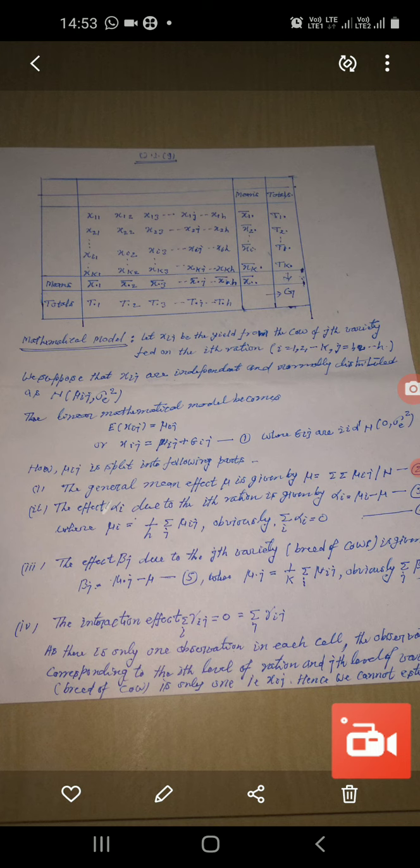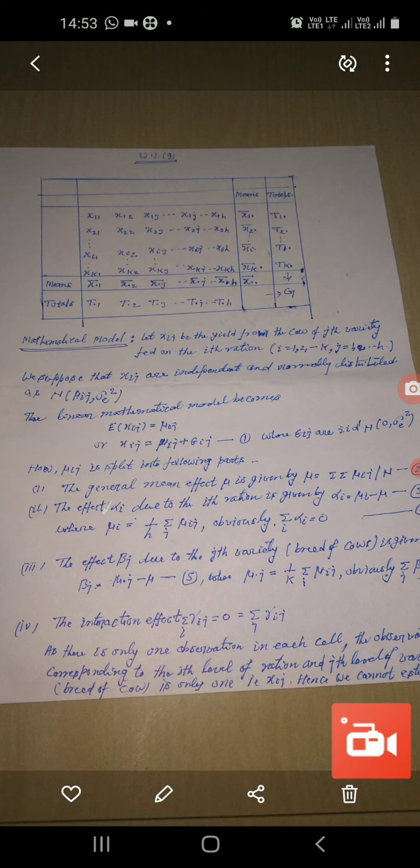Second, the effect alpha i due to the ith ration or treatment is given by alpha i is equal to mu i dot minus mu, and let it be equation number 3, where mu i dot is equal to 1 upon h summation j mu ij. Obviously the sum of all alpha i, that is summation i alpha i, is equal to 0, and let it be equation number 4.